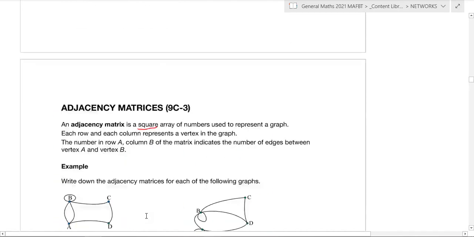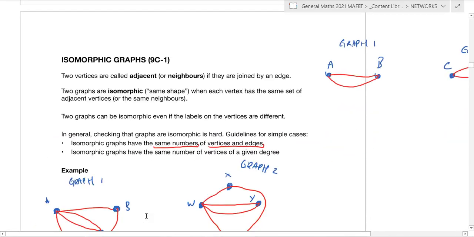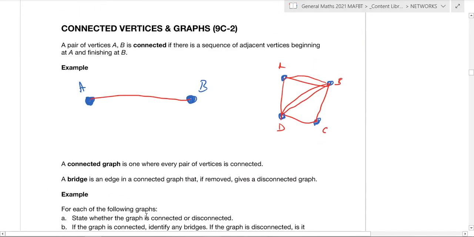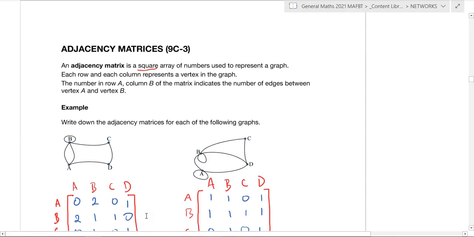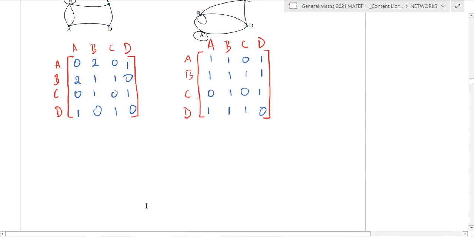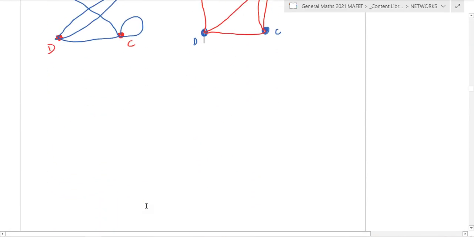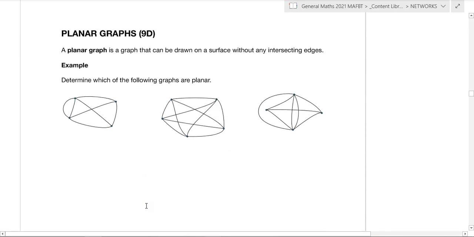Previous lesson we looked at chapter 9C, which were isomorphic graphs, connected vertices in graphs, and adjacency matrices. So go ahead and watch that lesson before you complete and watch this lesson, please.